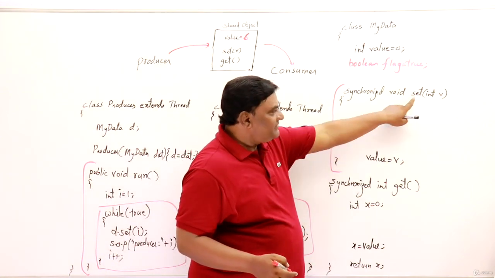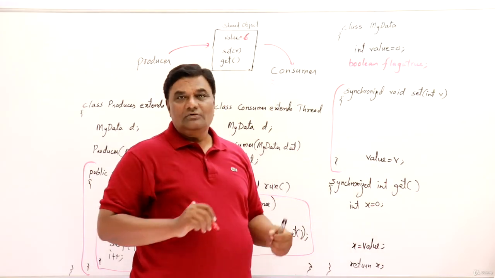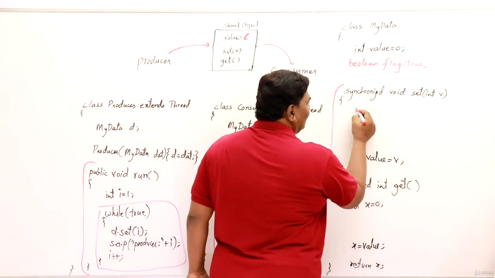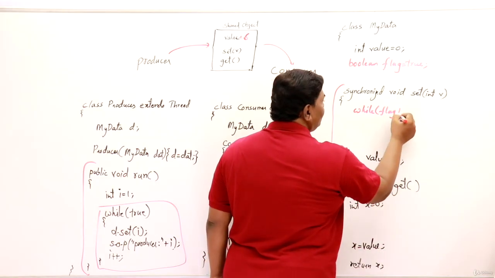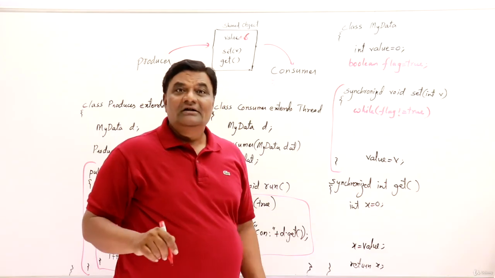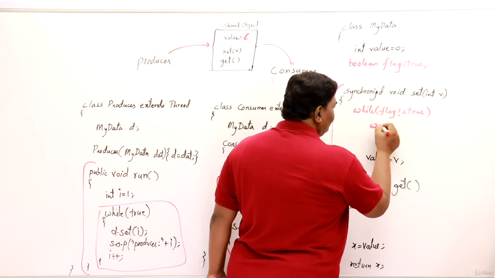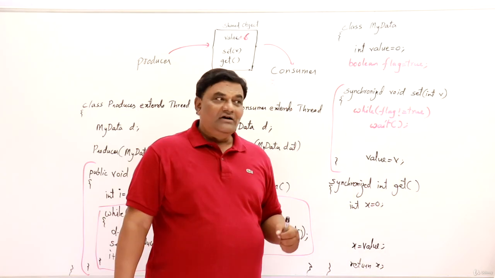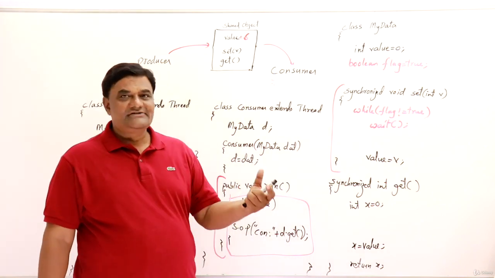Producer will call which method? Set method. Consumer will call which method? Get method. Now I will write the code which will synchronize them. Inside the set method, write the code like this: while flag not equal to true. Means if flag is not true, it is not the producer's turn. Wait. So producer will wait until it gets its turn. Until the flag becomes true, it will be waiting. If it is false, it will wait.